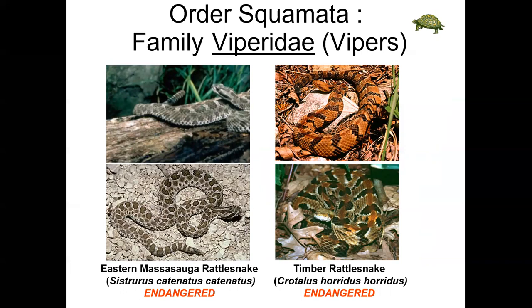Geographic distribution: throughout most of North America, South America, Africa, Europe, and Asia. You don't find viperids in Australia. Those are dominated by our elapids, things like brown snakes and cobras. In Indiana, we have 4 species of viperids. We have our northern copperhead, our western cottonmouth, our eastern Massasauga, and our timber rattlesnake. Again, all of those are listed as endangered. They are not very common.